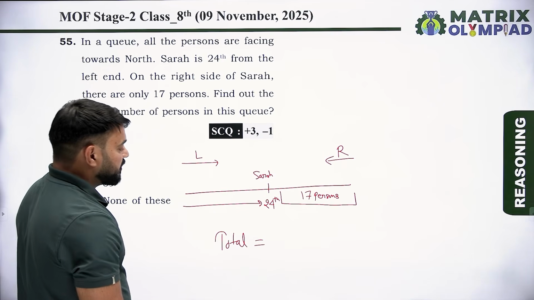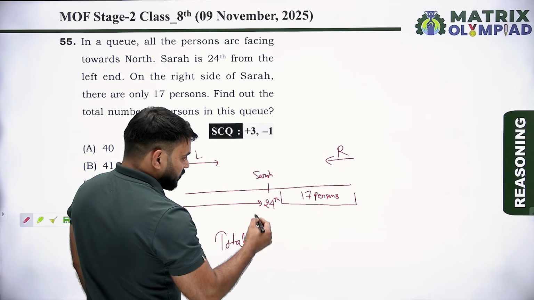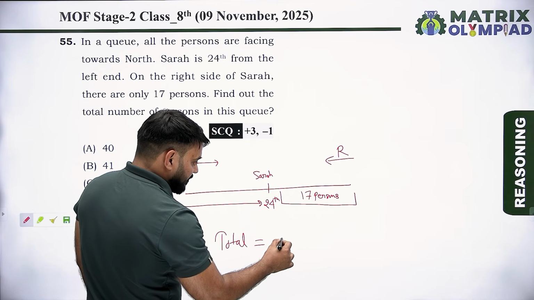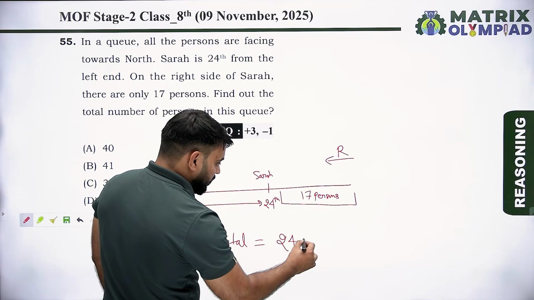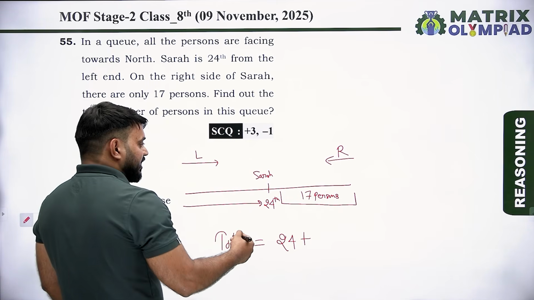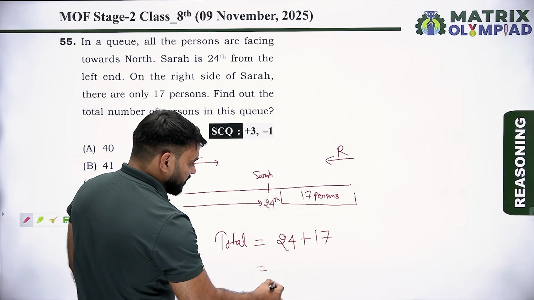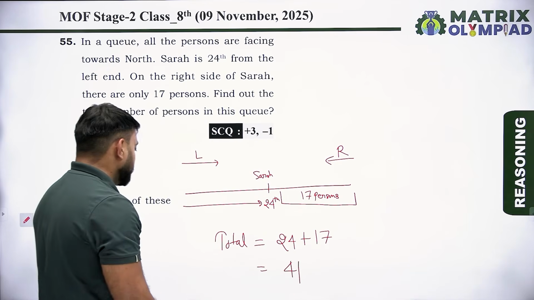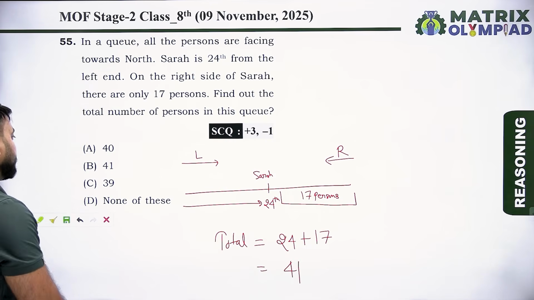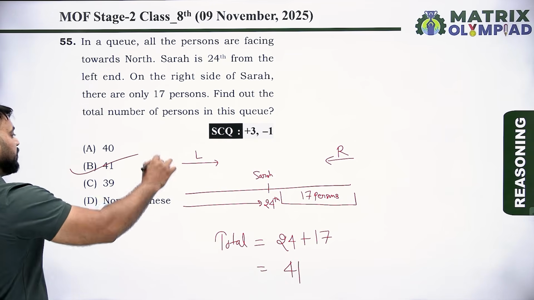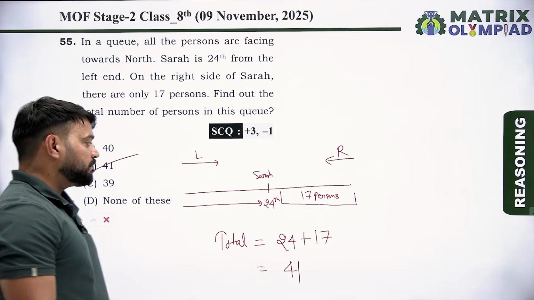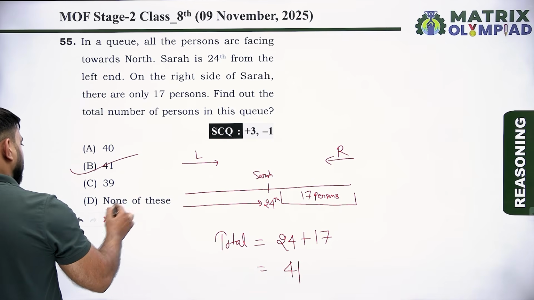So total number of persons in that queue is equal to Sarah's position from the left, which is 24. Now number of persons on the right side of Sarah is 17. So 24 plus 17 means 41. So there are 41 persons in that queue. So here option B is the correct answer of this question. Let's move on to the next question.